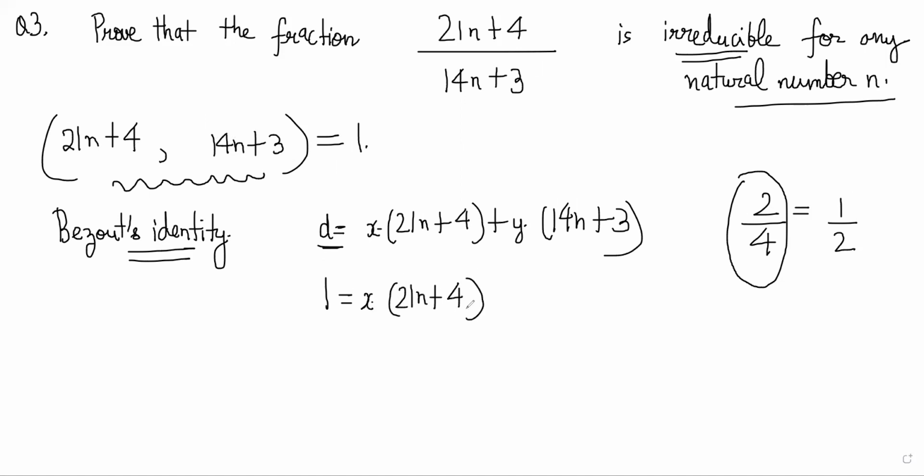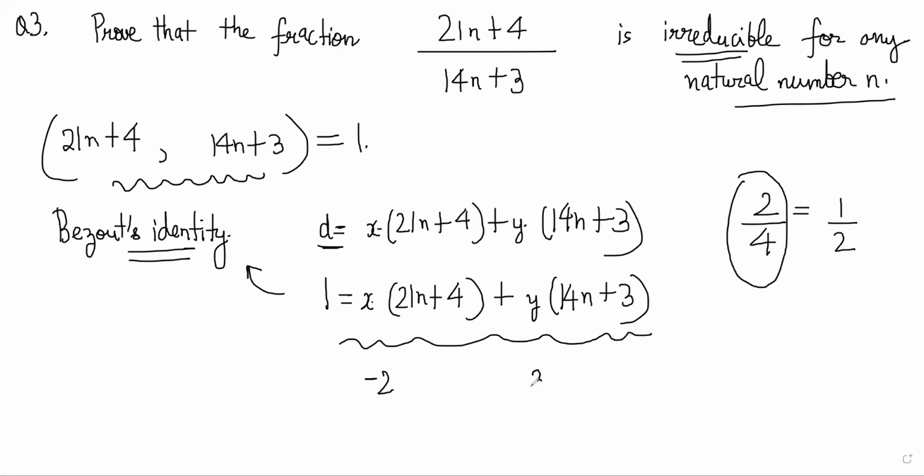Is there an integer x and an integer y such that this happens? This is like Bezout's identity. So let x be 2 and y be minus 3. 3 times 2 gives 42 and 42 cancels, and 9 minus 8 is 1. So this is enough.